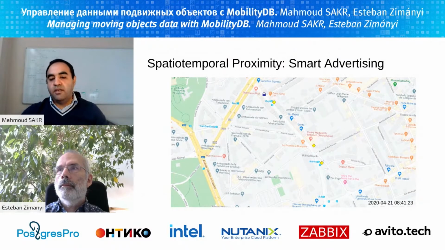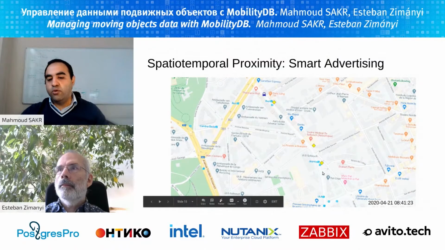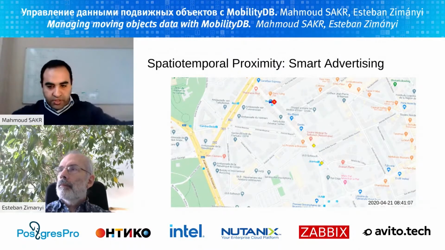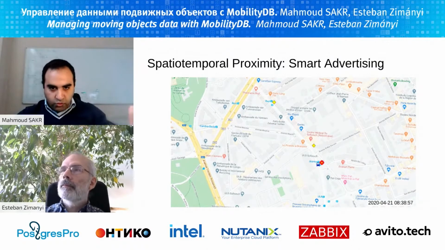So again, we want to see when a bus was close enough, say 30 meters, to a billboard. It means that the billboard is visible to all the passengers in the vehicle. And if we do this for every vehicle and every billboard, we can develop a price model.